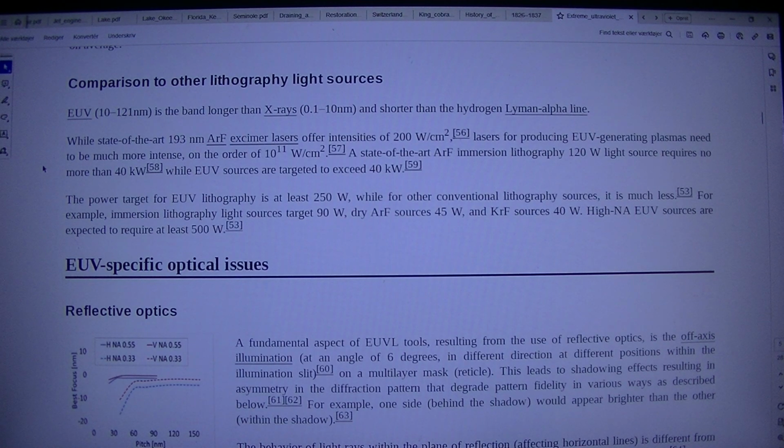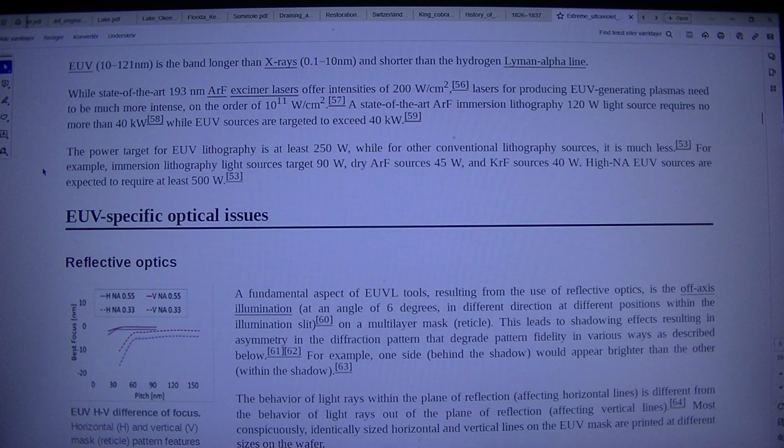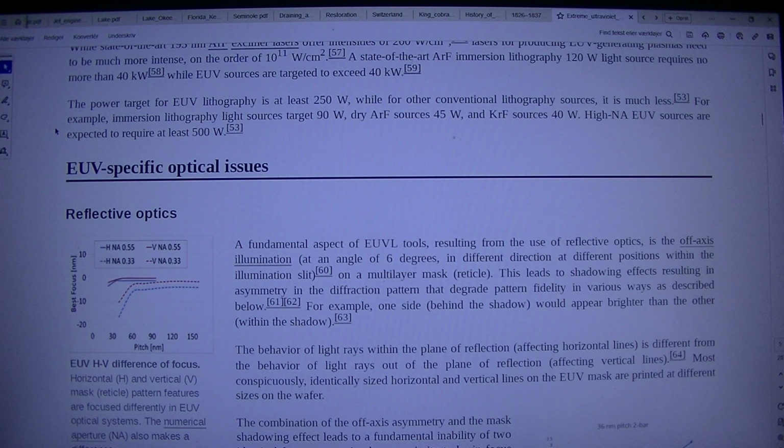W/cm2. 57. A state-of-the-art ArF immersion lithography 120 W light source requires no more than 40 kW, 58, while EUV sources are targeted to exceed 40 kW. 59. The power target for EUV lithography is at least 250 W, while for other conventional lithography sources, it is much less. 53. For example, immersion lithography light sources target 90 W, dry ArF sources 45 W, and KrF sources 40 W. Higher EUV sources are expected to require at least 500 W.